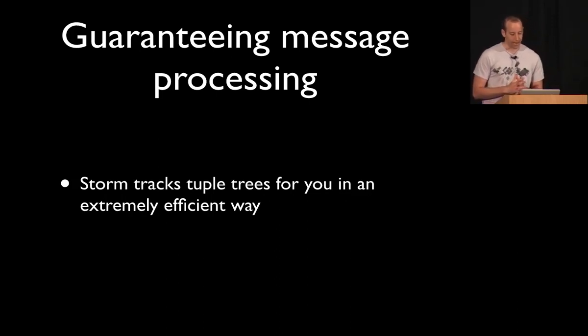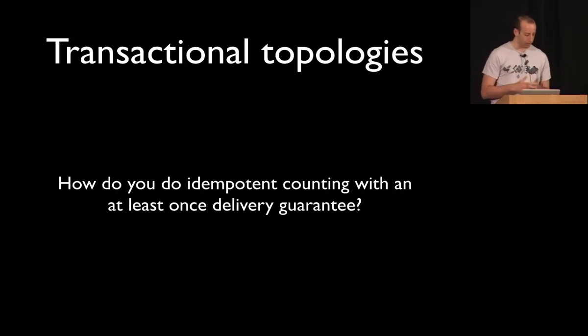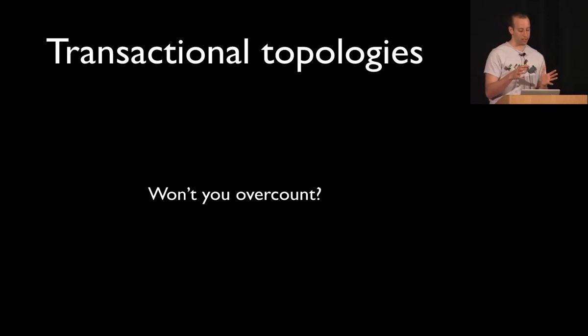Okay, so now I want to talk about transactional topologies. This is a relatively new feature in Storm. One thing you may have thought of during the presentation of guaranteed message processing is, all right, when something fails, you replay from the spout, but that means sometimes you can have the same tuple processed multiple times, right? So Storm provides in its core functions an at least once delivery guarantee. So you may wonder, okay, how do you do something like counting with an at least once delivery guarantee, right? Aren't you going to overcount?